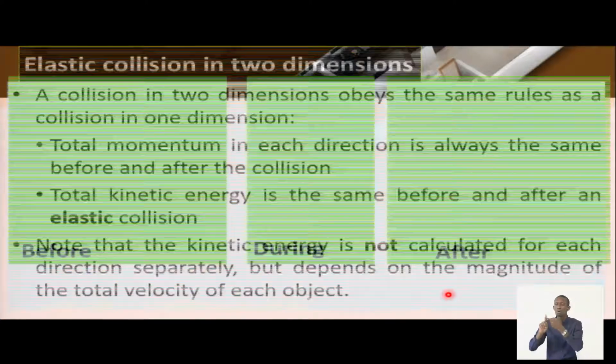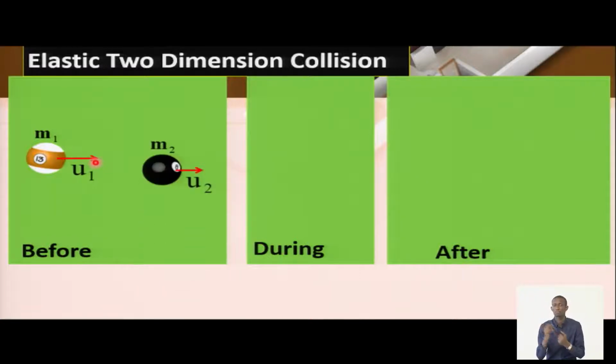Now, students, I want you to observe the diagram of the elastic two-dimension collision. This diagram shows that before the collision, we have a mass M1 with a speed V1, and M2 with a speed U2. That is the initial velocity, initial because this is before the collision, okay?